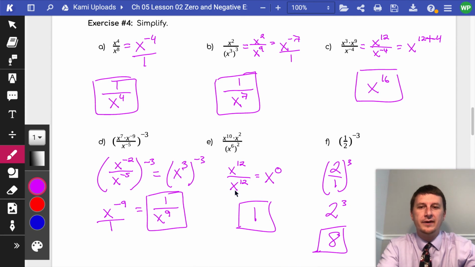So now we have simplified exponential expressions with multiple different rules involved, including the product property, the quotient rule, the power of a power rule, the power of a product rule, and also the zero and negative exponent rules that you were introduced to in this lesson.